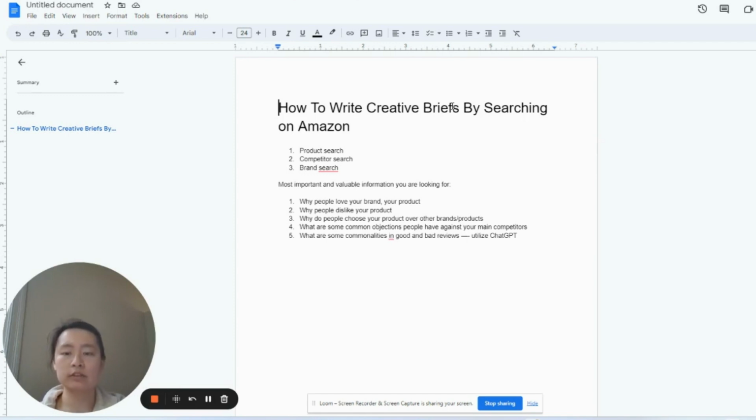process. So first of all, when you're doing product search, you want to ideally look through a couple of listings and come up with some answers to the question, why are people choosing this specific product? So in this case, for example, coffee alternative: why are people choosing a coffee alternative rather than just drinking coffee?